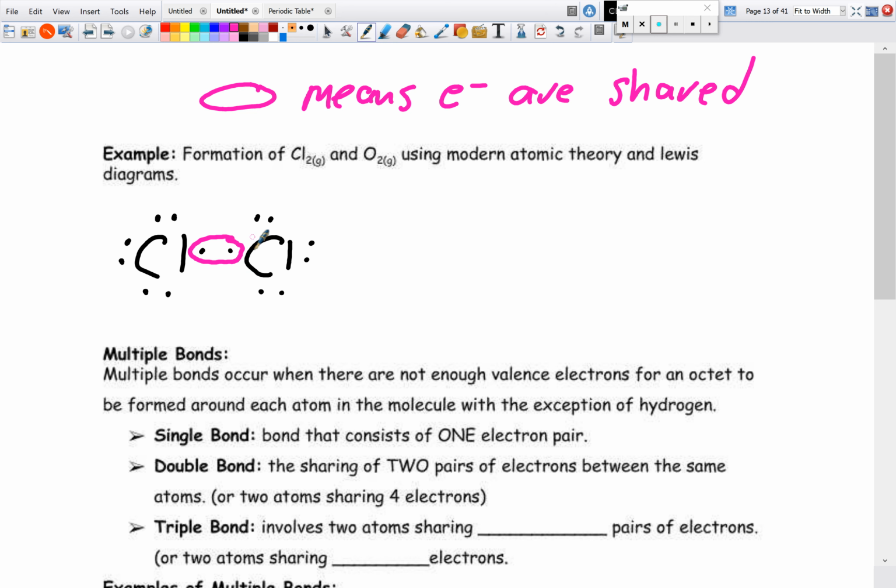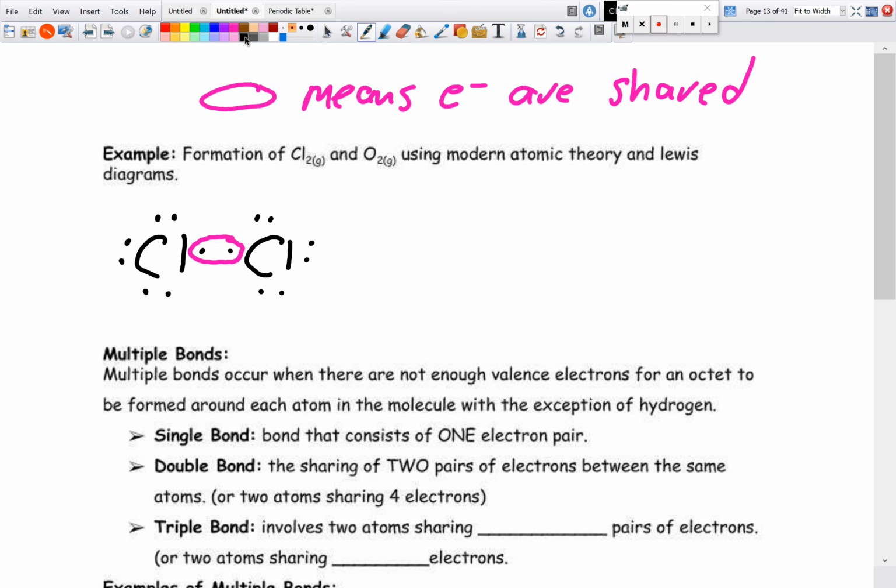When you count how many electrons, remember we need 8 to have a stable, or full, valence. We have 1, 2, 3, 4, 5, 6, and in here we have 7 and 8. So this chlorine atom technically has 8 electrons. And the same with the other one: we have 1, 2, 3, 4, 5, 6, and these are shared, so it is 7 and 8. That is why these configurations happen.